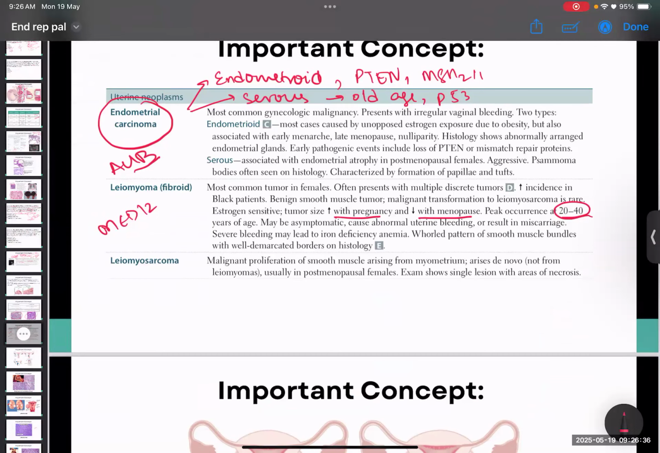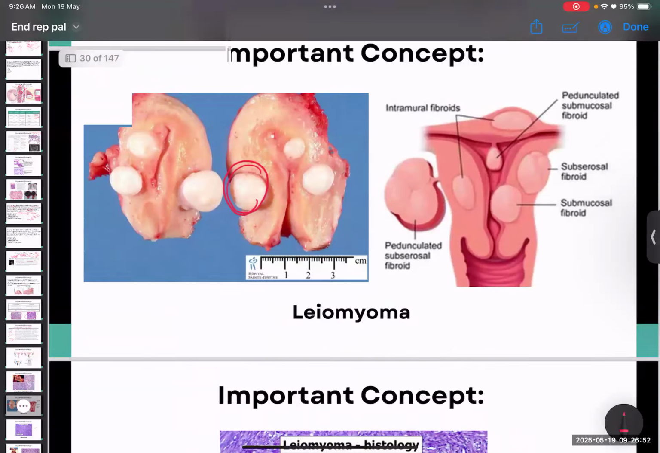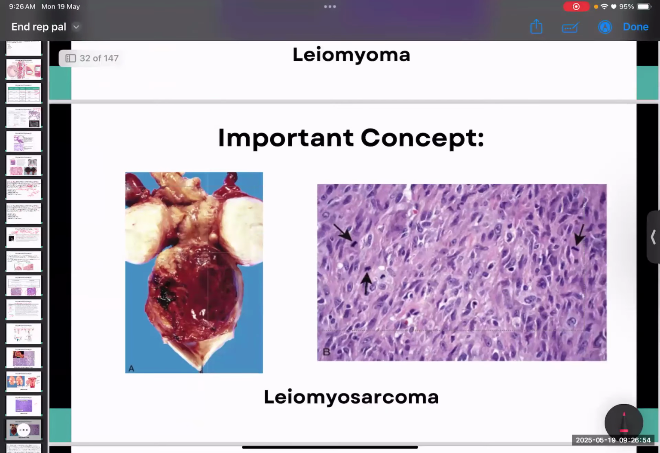Leiomyosarcomas are usually more malignant, and they're usually de novo. So it's not like leiomyomas give rise to leiomyosarcomas. No, they just kind of happen. And these are also associated with MED12 mutations. However, the association is a lot less compared to leiomyomas. And it's just areas of necrosis and hemorrhage, and you will see atypical cells here. So your smooth muscle cells just kind of no longer look like smooth muscle cells.